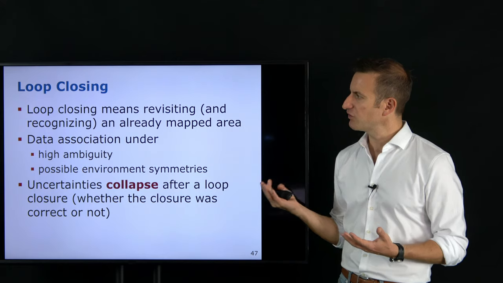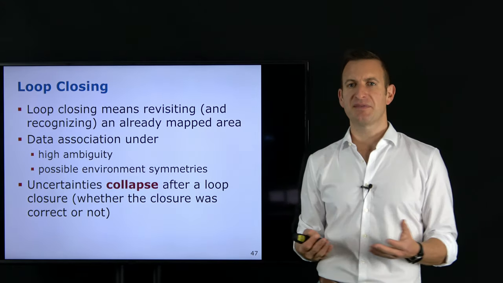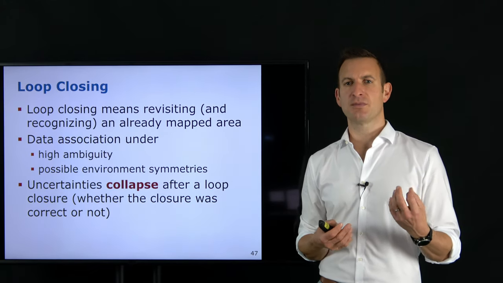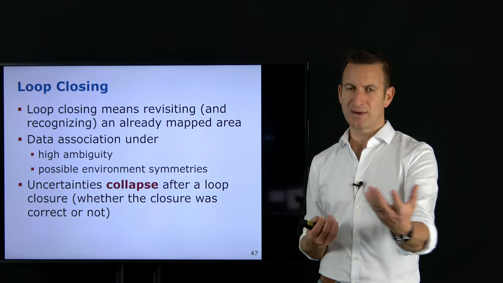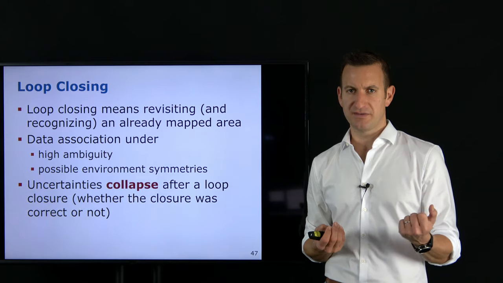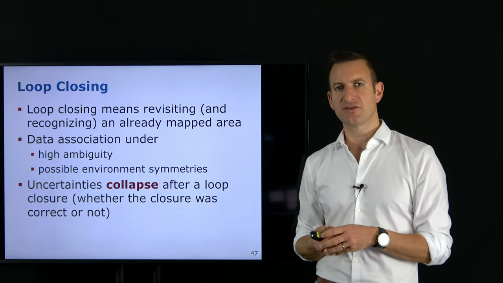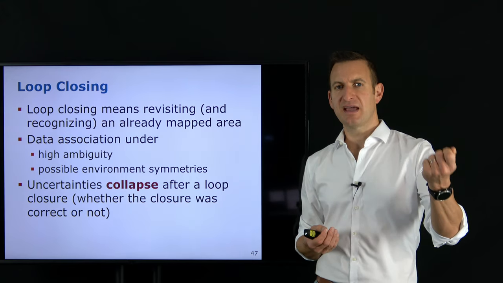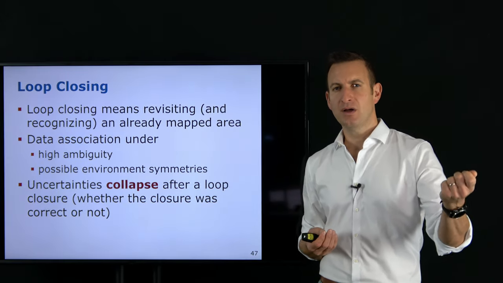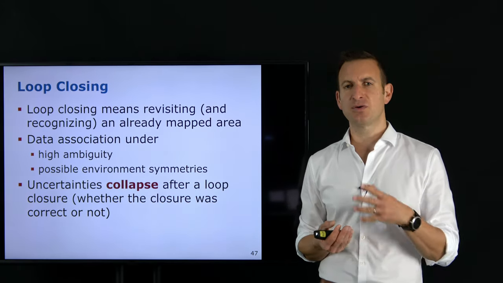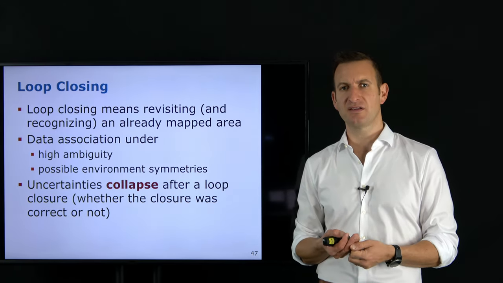A loop closure is something which is not specific to EKF-based SLAM. It's something that is relevant in all SLAM algorithms. A loop closure is a situation where the robot drives through unknown environments for quite a while and then re-enters a known part of the environment. And this typically leads to a dramatic reduction in uncertainty, because the robot can make a data association between what it sees right now with respect to a landmark that it has seen far back in the past, where it potentially had a much smaller uncertainty in its estimate.